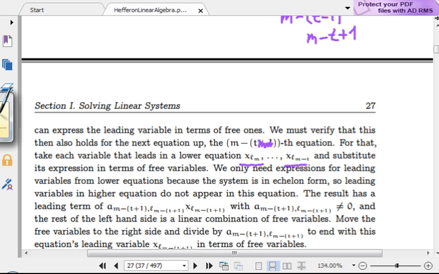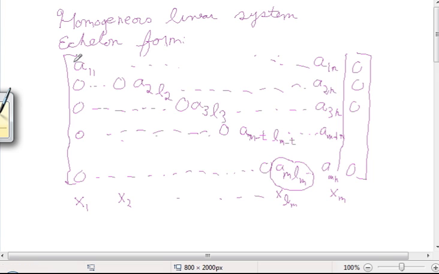What does that mean? Well, for example, here's a leading variable, x1, in a higher equation. This leading variable does not appear in this row because all of these coefficients are 0. Same in this case for x_l_2. x_l_2 is a leading variable for a higher equation. It does not appear in the m minus t row because there's a 0 here. The only leading variables that appear in this equation correspond to lower rows in the system.